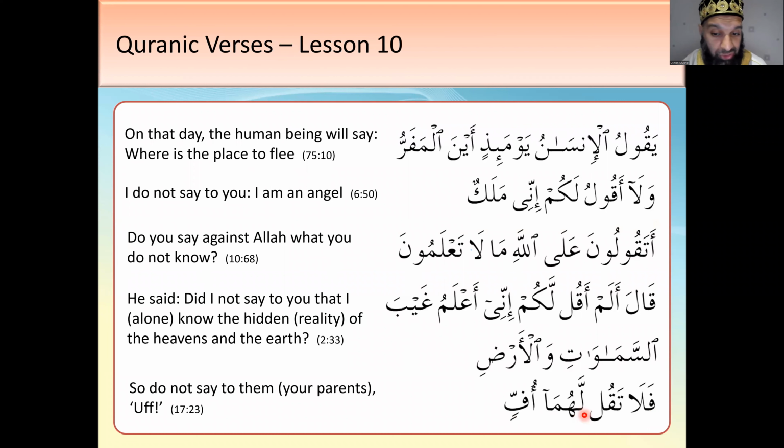Duel, yes, duel, yes, duel. Fantastic. Lahuma, to them both, uff. So that's why I said, if you're struggling, drop the duels, but the duels will come. Like there, lahuma means them two.